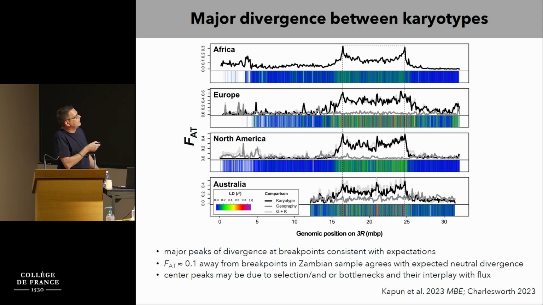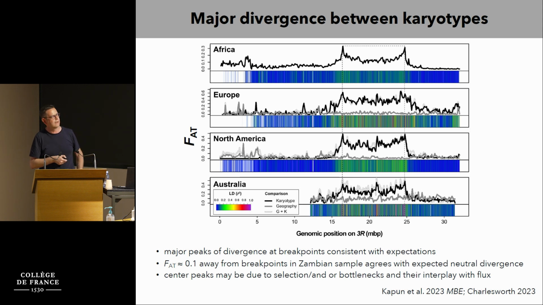Now, interestingly, if we go to Europe, North America, and Australia, so the derived populations, we see the same peaks at the breakpoints, but we also see massive center peaks in the middle. So this sort of smells of this cartoon that I showed you before, where over time gene flux should homogenize divergence between the arrangements, where perhaps these center peaks might be maintained by selection. But that's a speculation because, of course, these are derived populations and they have undergone a bottleneck. So we cannot exclude that these central peaks here are due to a bottleneck.